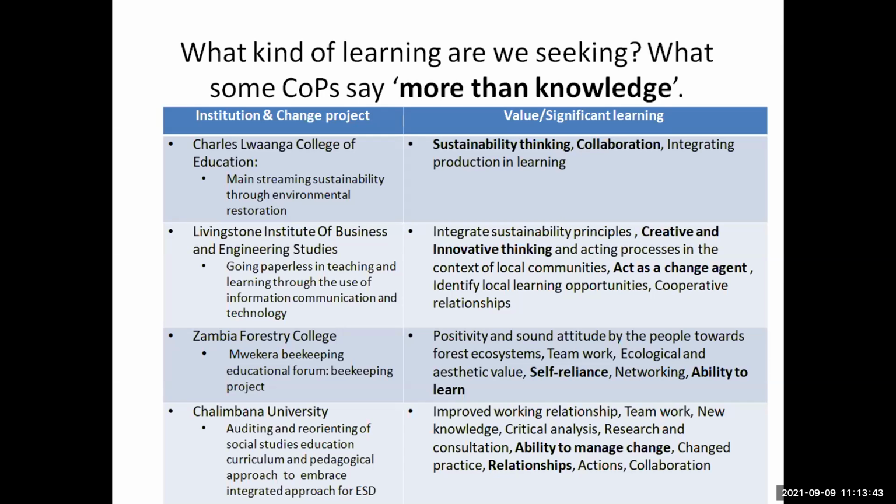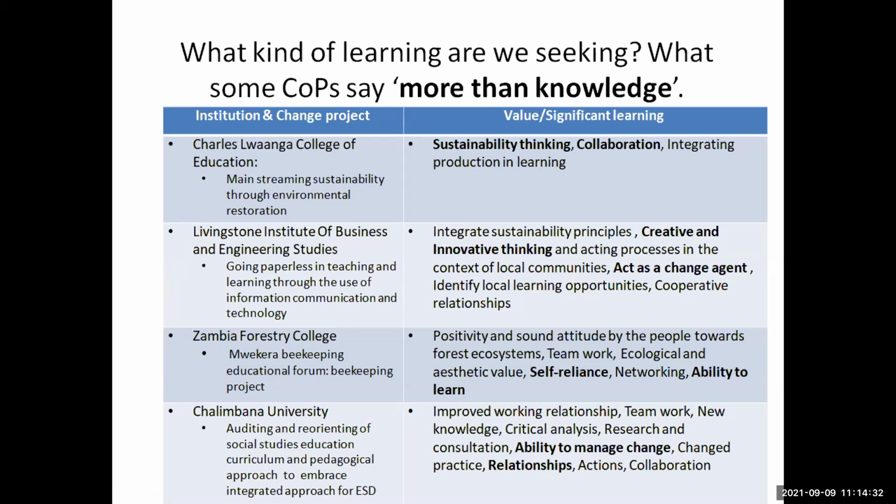And one of the things you are going to be able to see here is that they use very big terms, and some of which reflect very higher order learning which must happen. For example, sustainability thinking, collaboration, innovative thinking, becoming a change agent, becoming self-reliant, ability to learn, issues of relationships, and all these things here. And we're going to see that when we look at these kinds of value which they are thinking, I think it relates more to this issue of what is the most significant learning outcome which they are seeking.